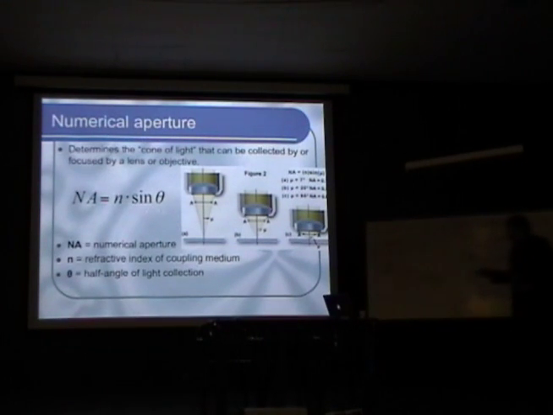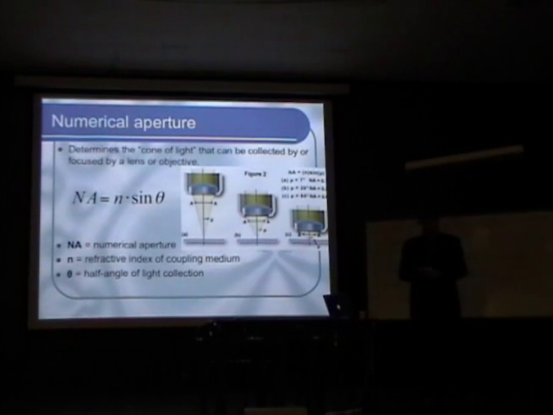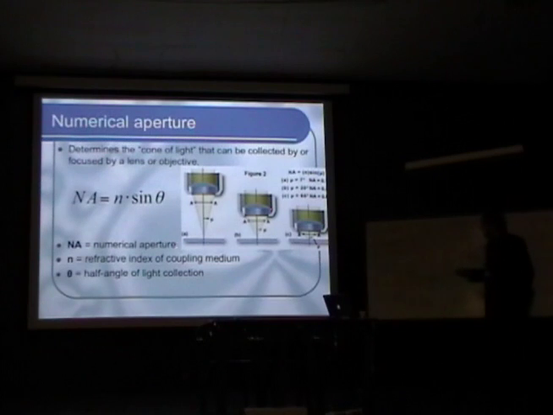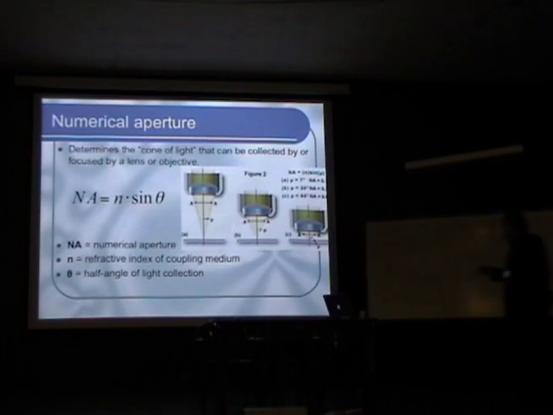So this medium can be, in the simplest case, air. Well, then n would be just very close to unity. Or it can be something like immersion oil. And there are different immersion oils. Most typical ones have refractive index close to that of the glass, which would make it 1.5 or so.